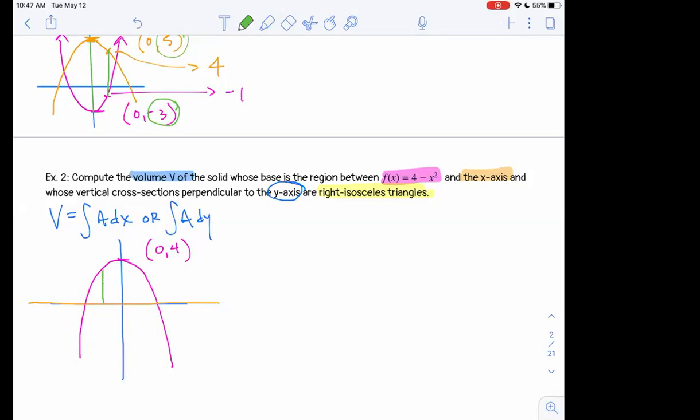If I draw one like this, because that's what I did in the previous problem, I'm not correct, because in the previous problem, it said perpendicular to the x-axis. That's why we drew them that way. But in this case, it says perpendicular to the y-axis, so I need to read really carefully. I'm going to erase this line and instead draw a line that goes this way. That line would represent the base of my right isosceles triangle.